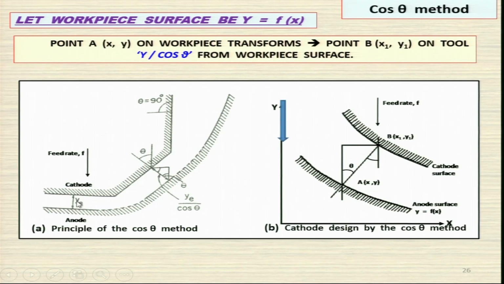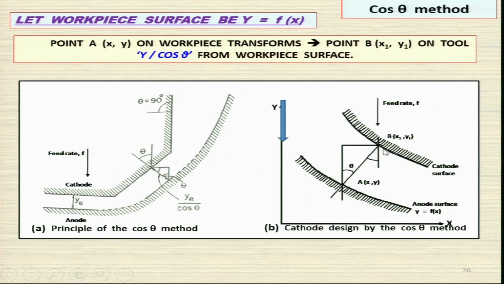So, you have interelectrode gap equal to y_E. Theta is equal to 90 degrees over here, this is vertical, and feed rate is also in this direction, and this is cos theta in between the two. Here it is normal to the cathode, and this is the workpiece surface, and you can see here this is the interelectrode gap, which is y_E over cos theta. You can see here the cathode design by the cos theta method. You can transform the workpiece surface, point A, to the point B. How to do it? We will discuss it later on.